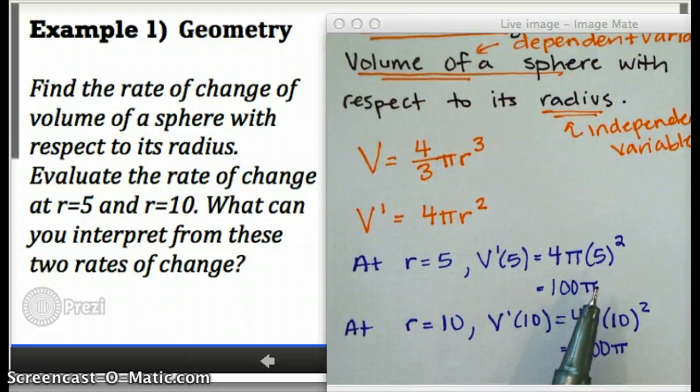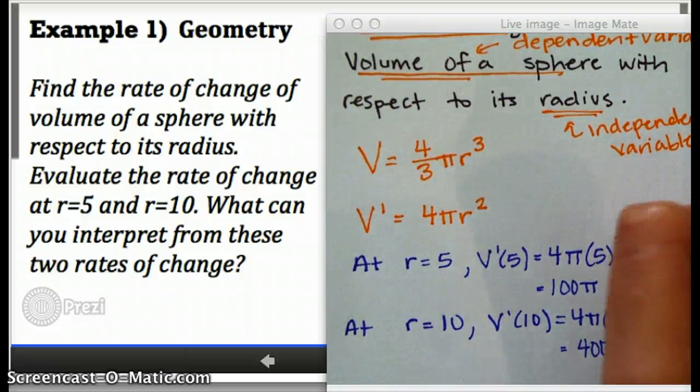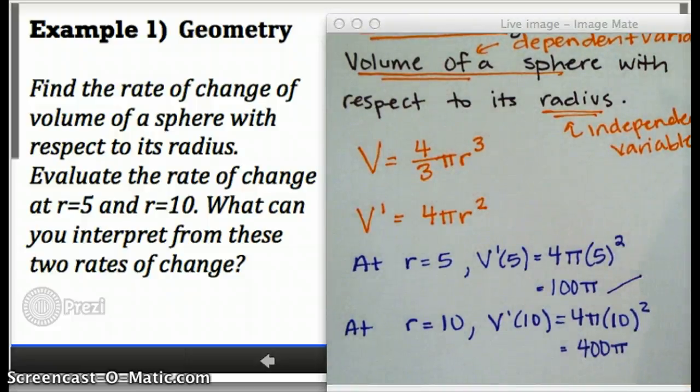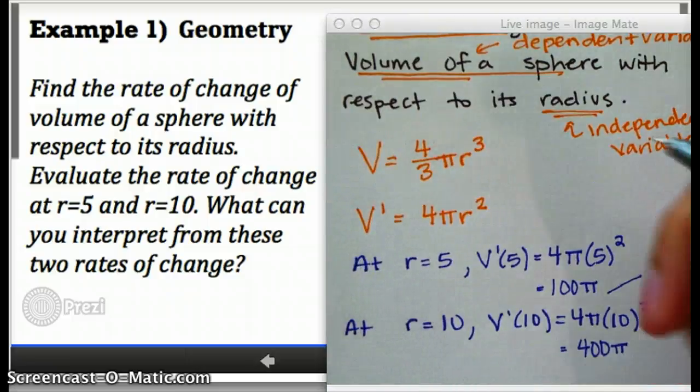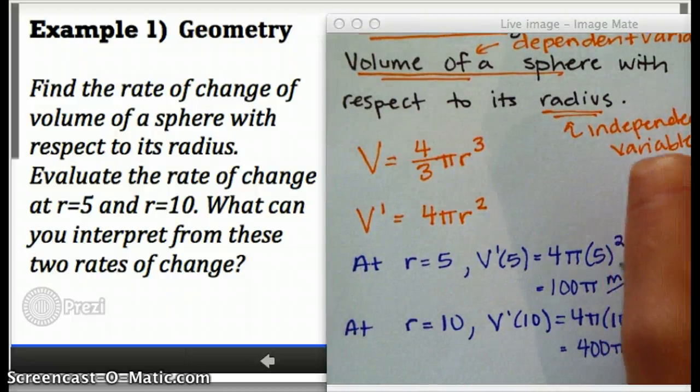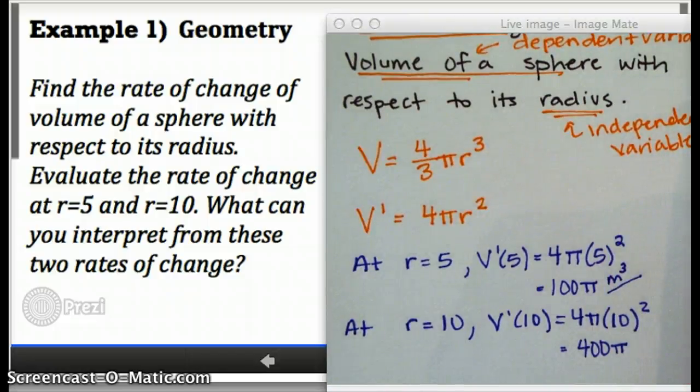Units for the first derivative is always a fraction, and the top unit is the unit of the dependent variable. So volume's usually measured in something cubed. And then the bottom unit is the unit of the independent variable. In this case, it would just be meters. That looks like a funny kind of unit, but we're saying this is how much the volume changes if we increase the radius by just a little bit.